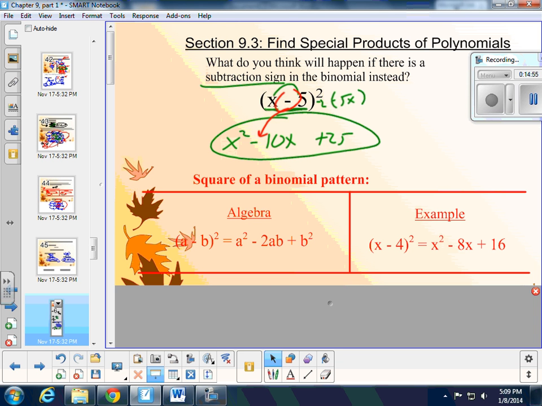I'm still going to get a squared on the front here. A times a gives me a squared. You'll still be getting b squared for the last term, but again, realize it'll be a negative times a negative. The middle term is what will end up being negative, because you'll have a times negative b, again, and two of those, that's where that middle term will be negative.